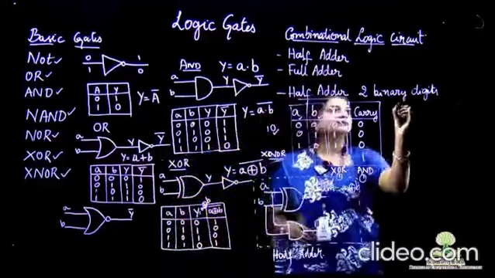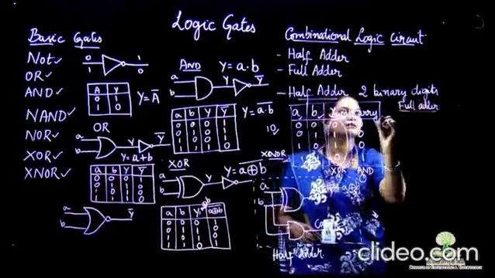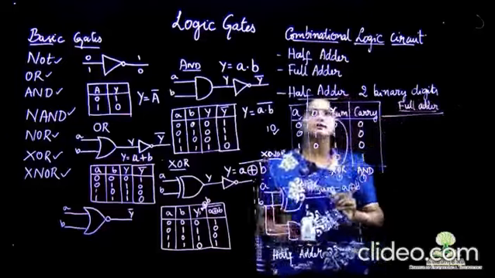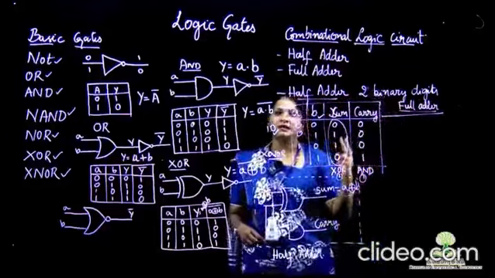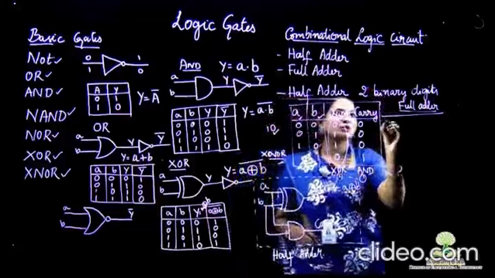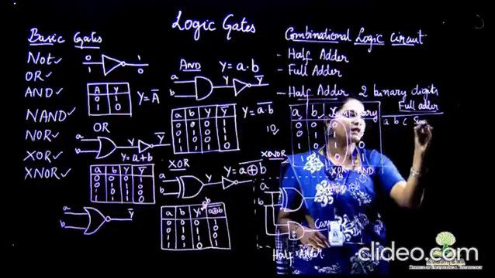Coming to the full adder. The full adder is used to add 3 binary bits, that is the inputs would be A, B and C. The output will be sum and a carry.